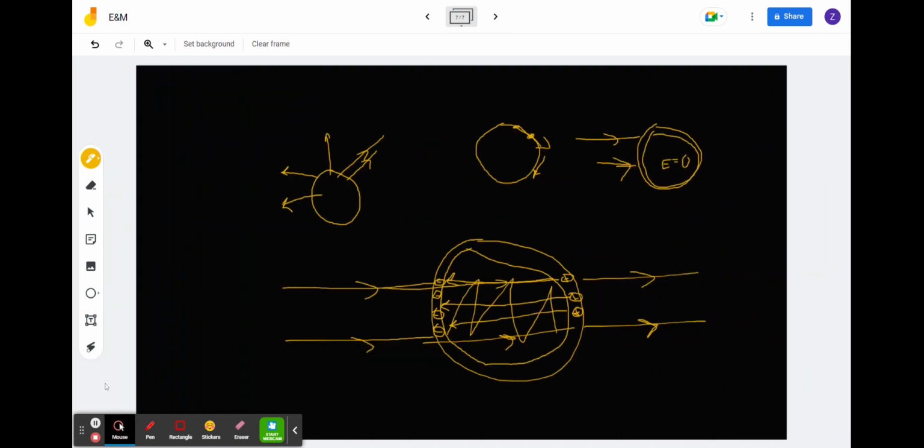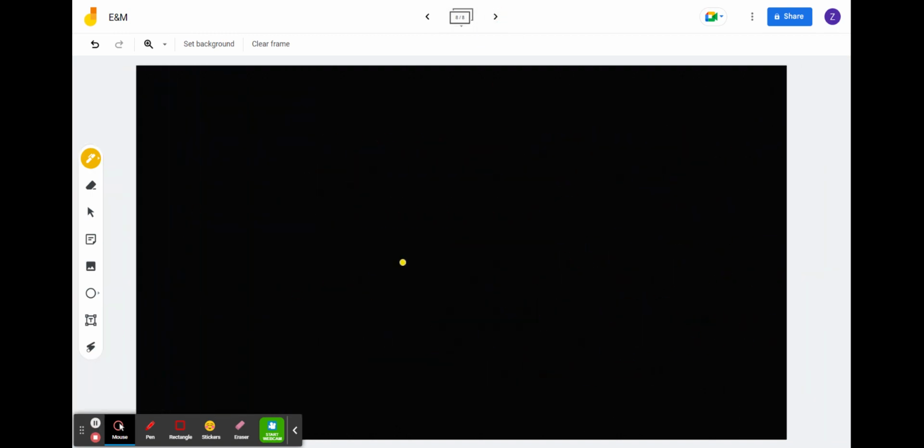But moving on. Now, we can also use Gauss's law to prove what the electric field is from certain objects. So let's say, for example, that I have a straight line that goes on for infinity, and it's charged.